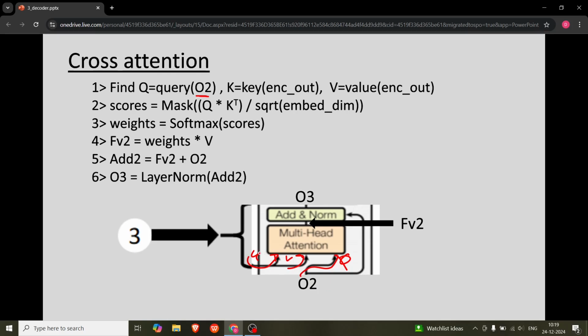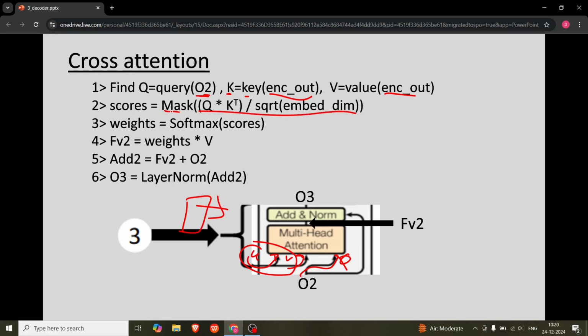That's why Q. But key and value come from the encoder part, and that's why you see the query comes from O2, which is a part of the decoder, but the key and the value use the encoder output, which is coming from over here. The encoder was here, right? Encoder over here, and same thing for the value. Encoder was on this side. Again, here also a mask is there, but let me first explain this part. This is simple. If you remember, every time we do attention, this is what we do.